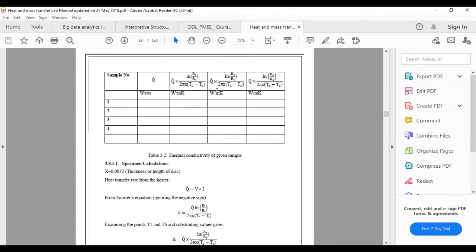Remaining values are the same. So now you will get three values of thermal conductivity on different sections, and ideally these values of thermal conductivity should be the same. If they do not come out the same, then you need to comment on what problems you had in performing your experiment. This is the way you will complete the reading. You have 4 sets of readings, so you will calculate all 4 sets to get the values of thermal conductivity.